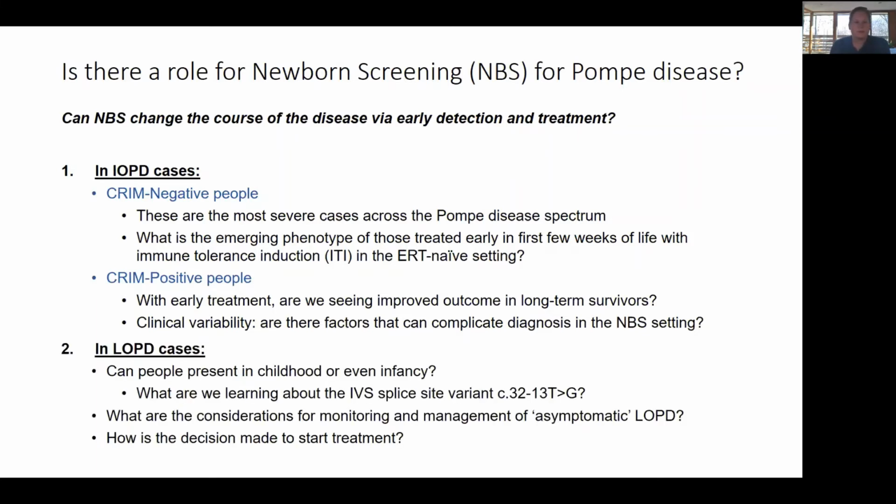But then there's also the question of how does newborn screening benefit patients with late onset Pompe? We really are starting to learn more about what a child with late onset Pompe looks like. Because up until this point, many of the adults or people with late onset Pompe weren't diagnosed until the earliest would be a couple years old, and then into their 20s, 30s, 40s.